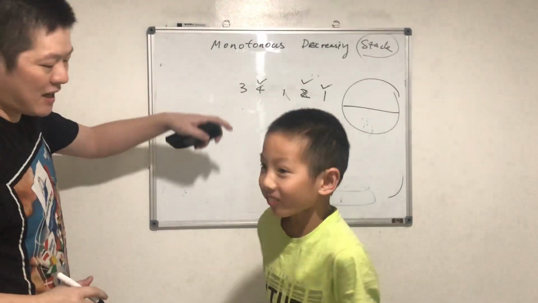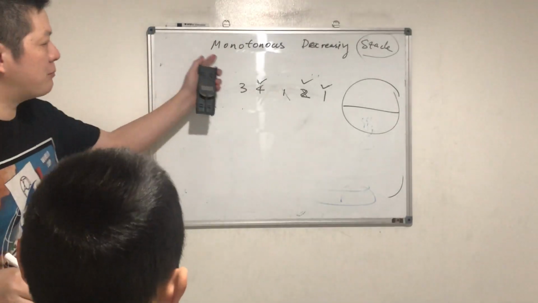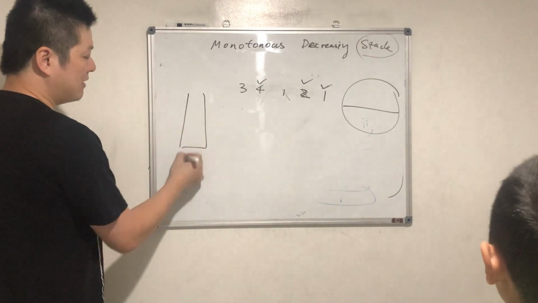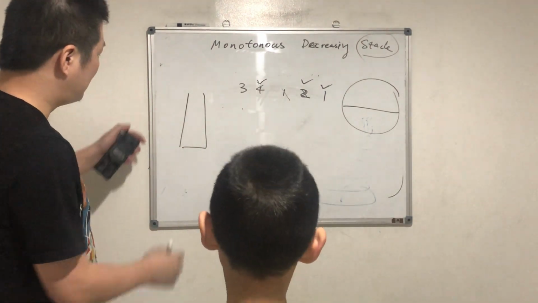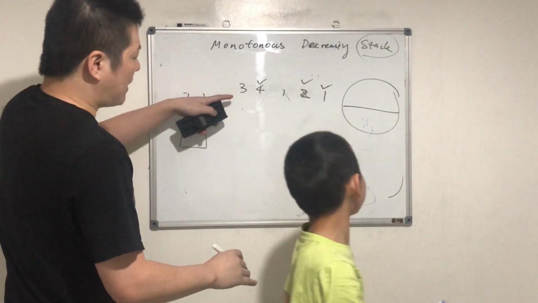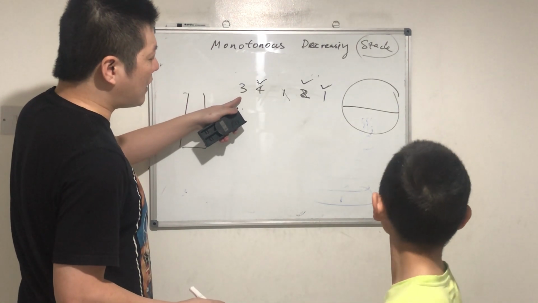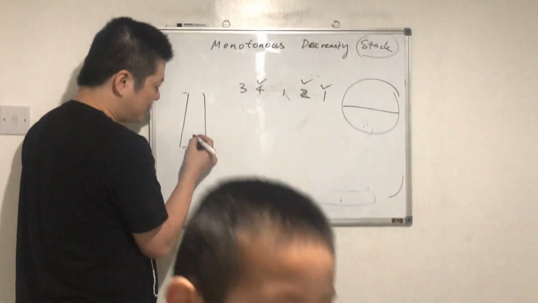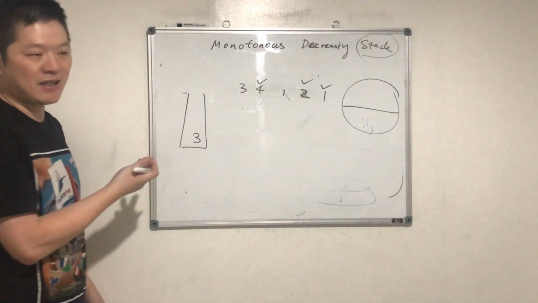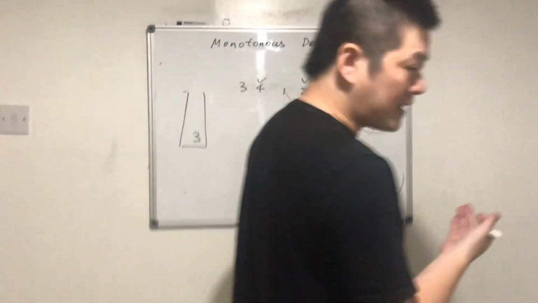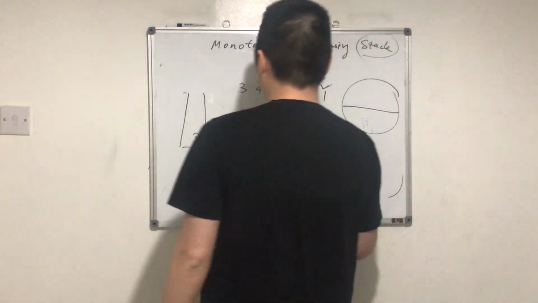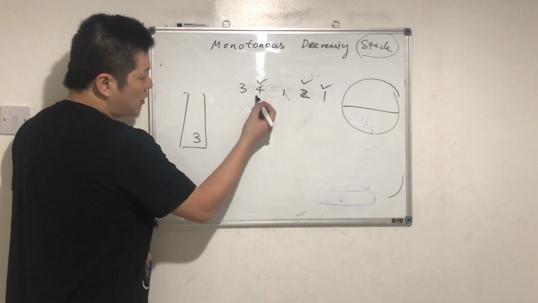Okay? Yeah? So can I simulate this monotonous decreasing stack? I have a stack. Okay? So, look. I'm going through 3. I put a 3 in here, yeah? There's nothing in the stack, so I put it in the stack, okay? And then, okay, now look, 4.